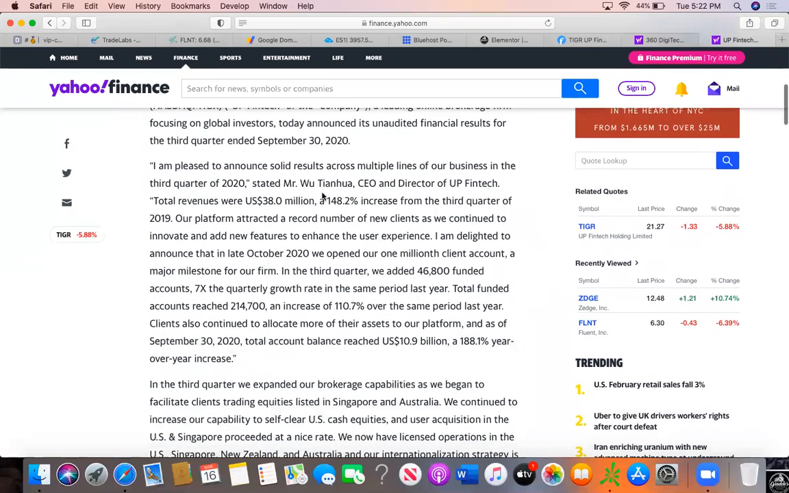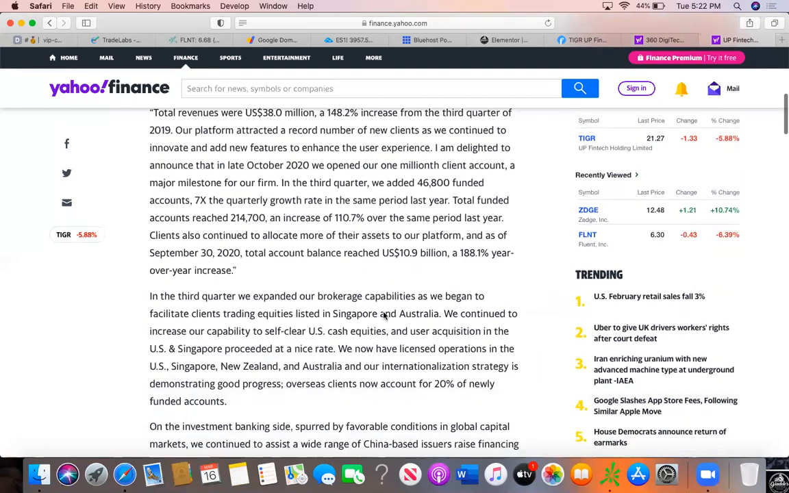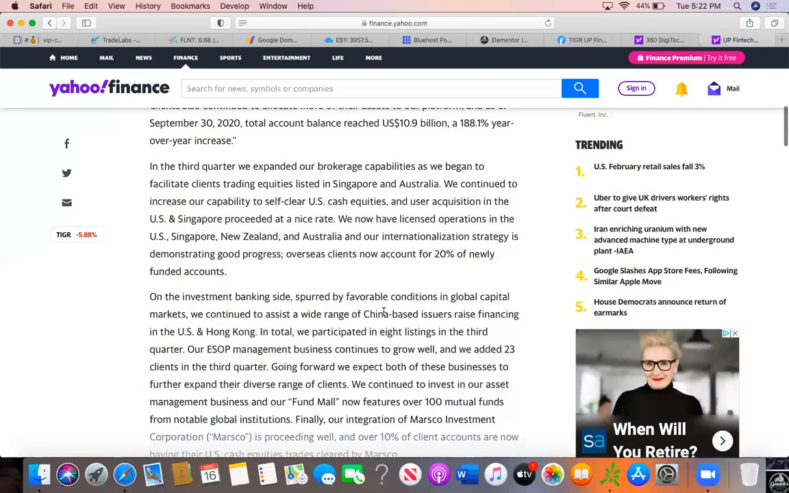Okay, so revenues increase of 148%. That's very good to see. Their total funded accounts up 110%, so they're adding customers. Balance sheet is up. Total account balance, sorry, is up 188%. So yeah, you can see the customers being added there.